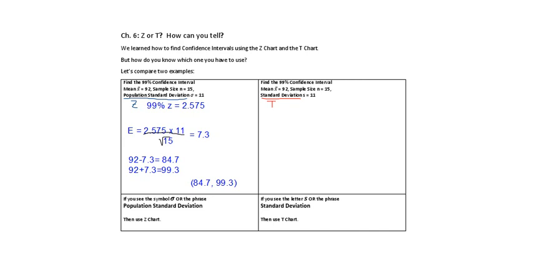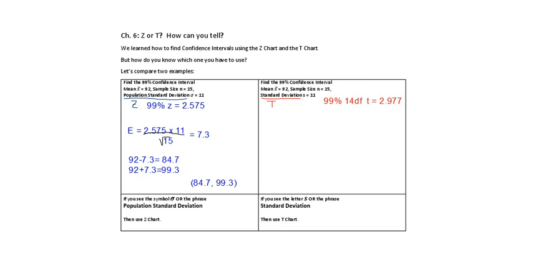Okay, now let's do the same thing for the T-score. First of all, it's 99%. The sample size is 15, so that means we have to look for 14 degrees of freedom, which means that T will equal 2.977. Good. Next, we're going to find the error.